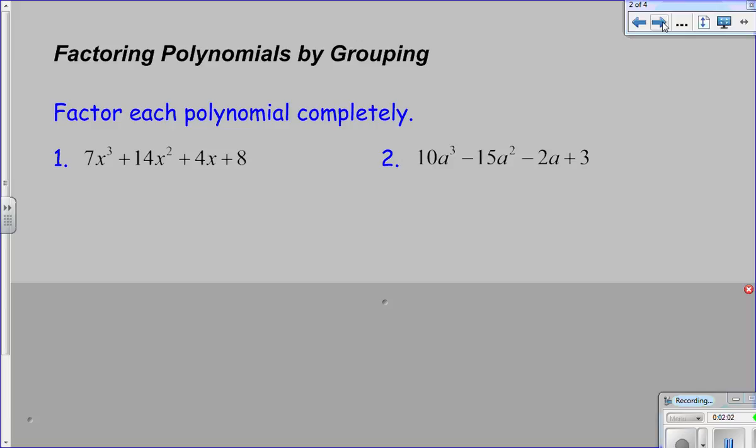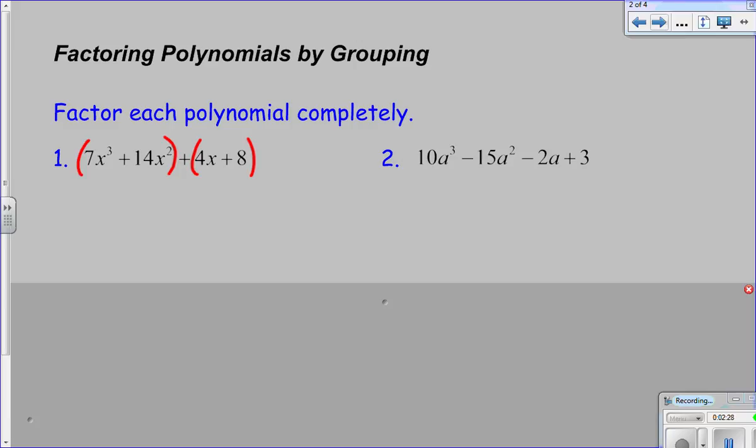For example 1, if we're asked to factor this completely, we'll begin by looking for a greatest common factor, but we'll notice that there is no greatest common factor from all of the four terms. So instead of factoring this as one big group of 4 terms, we're going to break this into two groups of 2. And we're going to try to factor each one of these groups separately.